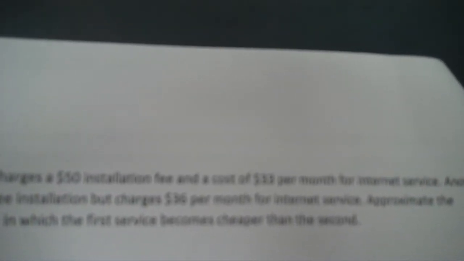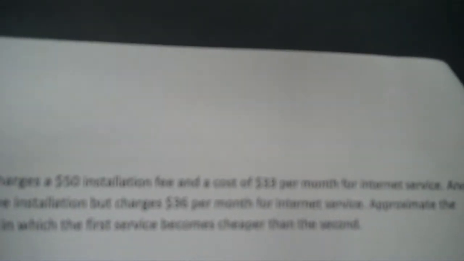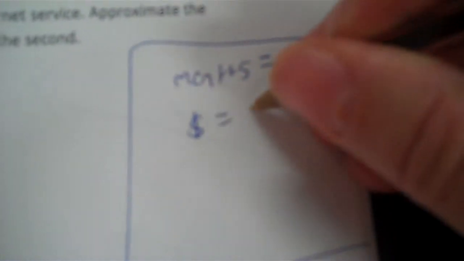One web service charges a $50 installation fee and a cost of $33 per month for internet service. There's another web service that has free installation but charges $36 a month for internet service. Approximate the number of months in which the first service becomes cheaper than the second. So we got to find that one point where they become equal first. So months is the answer. Months is a big unit, and so is money. So X is months, Y is money.